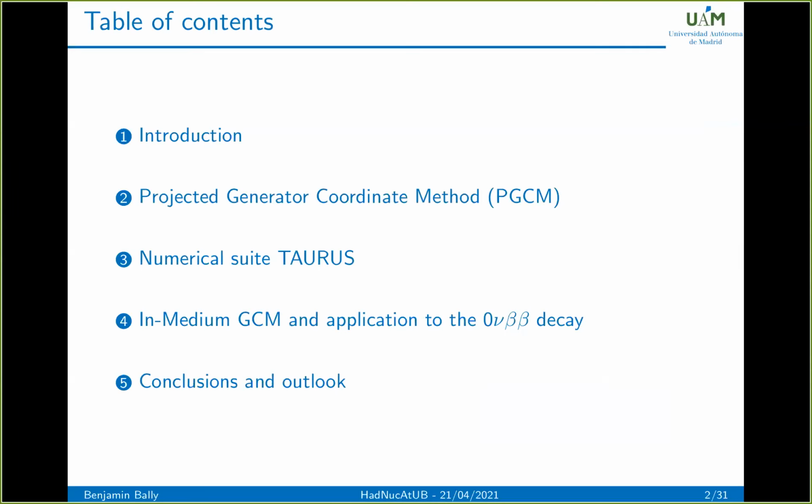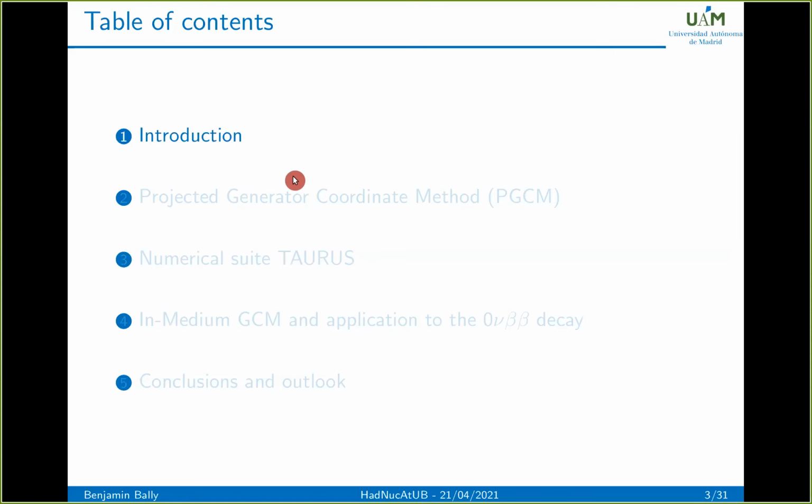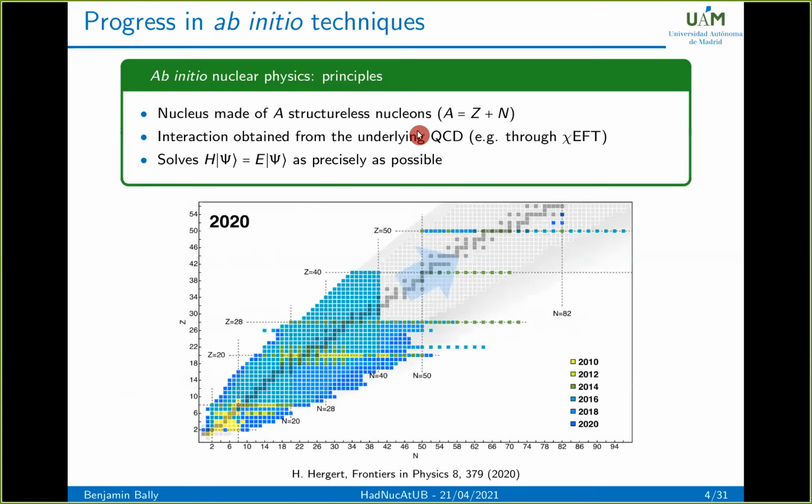So first of all, because Arnaud told me that you have a group that is diverse, people coming from different fields, I will start with a general introduction. I will try not to be too technical because some people come from hadronic physics or atomic physics. I don't want to lose them in explaining all the details. But first of all, I will define what we mean by ab initio nuclear physics.